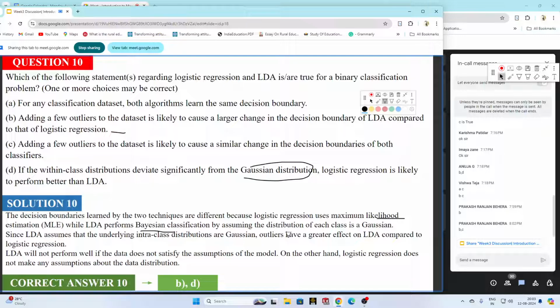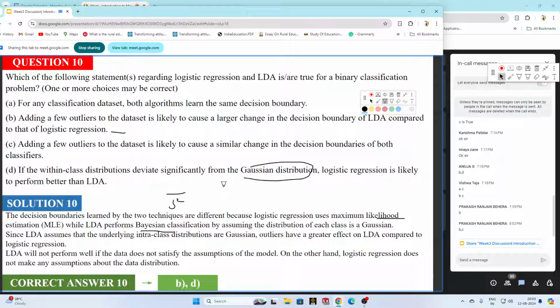And D is also like that. LDA will not perform well if the data does not satisfy the assumption of the model. On the other hand, logistic regression does not make any assumption about the data distribution. So this is explaining point A. Now point D: if the within-class distribution deviates significantly from Gaussian distribution, logistic regression is likely to perform better than LDA.